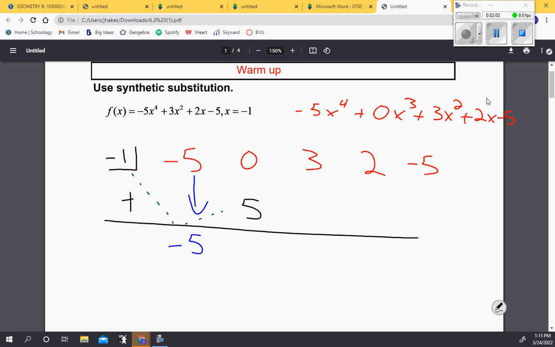Okay. Now we're adding 0 plus 5. What's 0 plus 5? It's 5. Okay, we added this. Next, we're going to multiply negative 1 by 5. Negative 1 times 5 is negative 5. Again, we're adding. What's 3 plus negative 5? That's negative 2. And then the same thing. Multiply this negative 1 by the negative 2, we get a positive 2. Positive 2. Add those. What's 2 plus 2? 4.